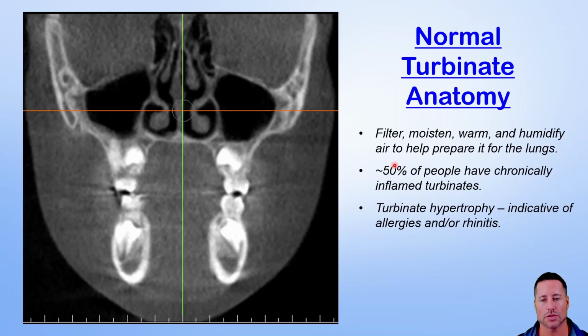Just for note, many people don't realize this, but the turbinates have a very specific purpose, and that's to filter, moisten, warm, and humidify the air to help prepare it for the lungs. And about 50% of people have chronically inflamed turbinates, and turbinate hypertrophy is indicative oftentimes of allergies and or rhinitis. So we're going to show some examples of that.